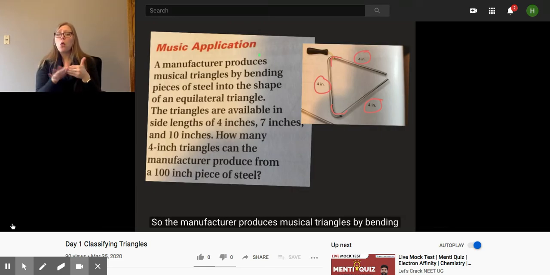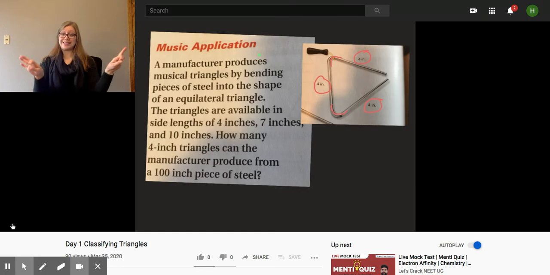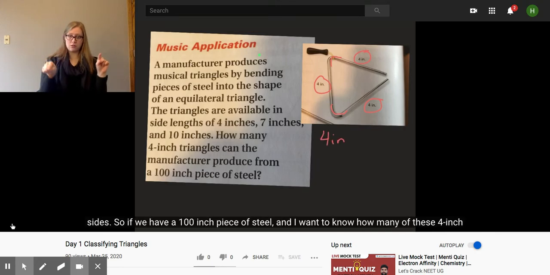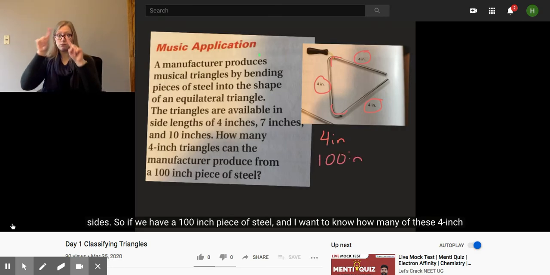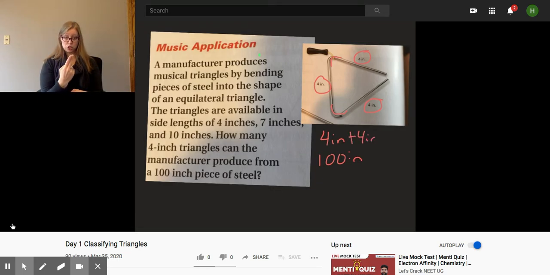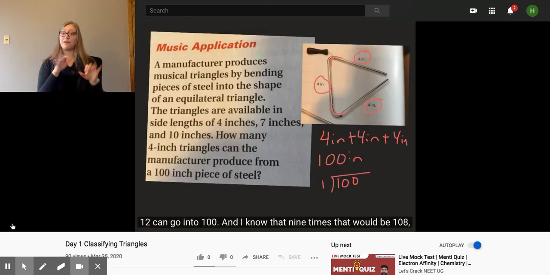So the manufacturer produces musical triangles by bending pieces of steel to make this triangle shape, an equilateral triangle. And the triangles are available in side lengths of 4, 7, and 10 inches. And we're going to concentrate on the 4-inch sides. So if we have a 100-inch piece of steel, and I want to know how many of these 4-inch triangles I can make, well, I have 3 sides, so it's 4 inches plus 4 inches plus 4 inches, which of course is 12 inches.